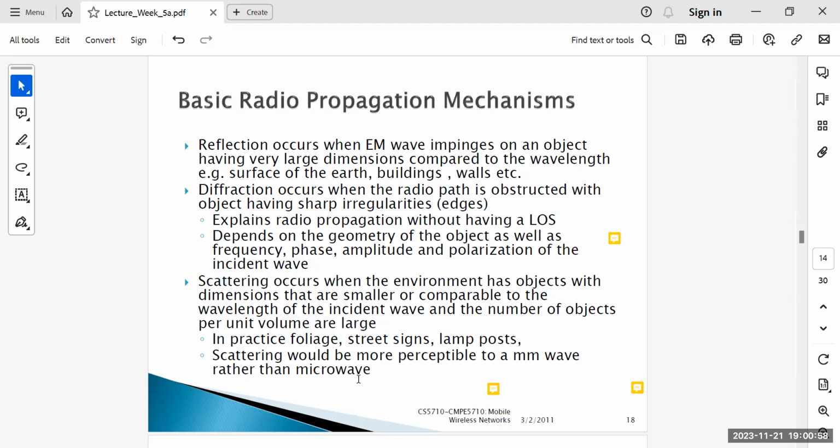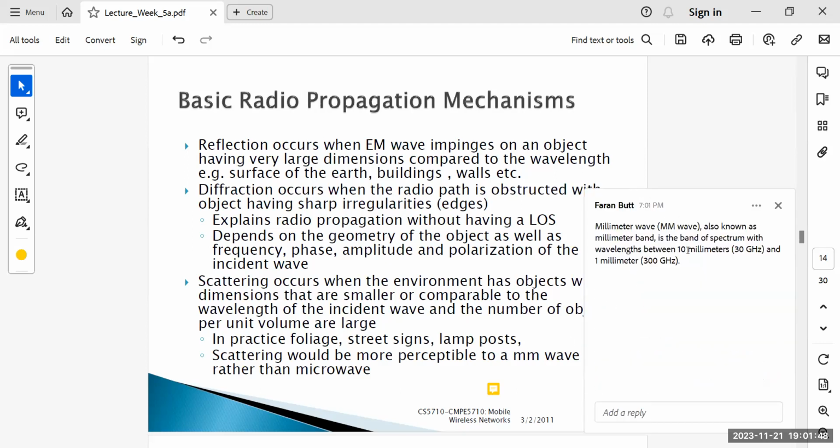So scattering is more pronounced for a very large frequency range. When you have a large frequency, it means the wavelength is very small. And if the wavelength is very small, the scattering is more pronounced. So you need to remember these things. First, reflection is for large surfaces. Diffraction is for surfaces that have irregularities. And scattering is for objects that are very small compared to the wavelength, which is why it is more perceptible in the millimeter wave range, where the frequency is very high. In that case, the corresponding wavelength is very small.